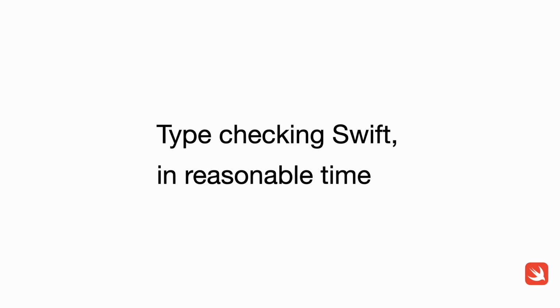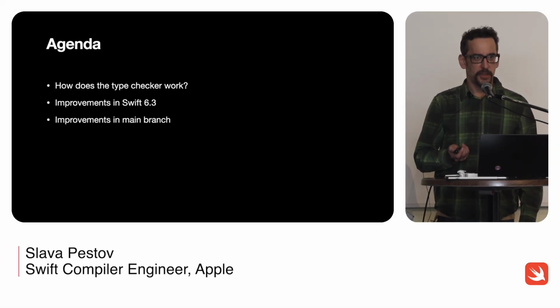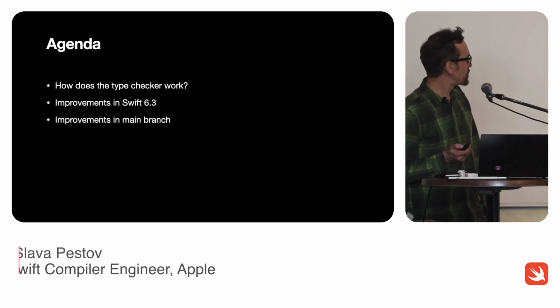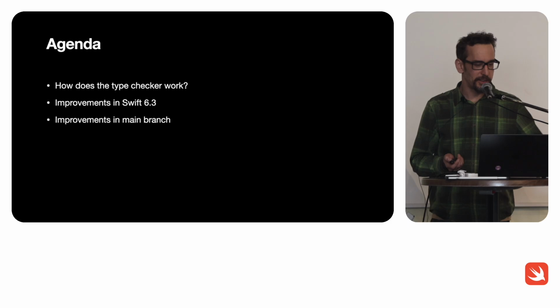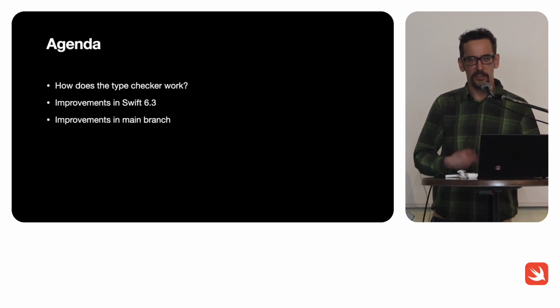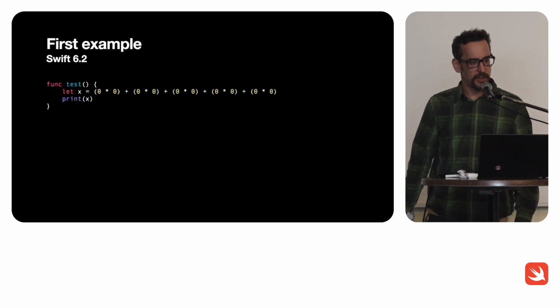All right, so today we're going to talk about the Swift type checker, and we're going to talk about some recent improvements in the Swift 6.3 development branch, as well as more ongoing work on the main branch. And I'm going to intertwine all of my explanations because I don't have a lot of time. All right, so let's get started.